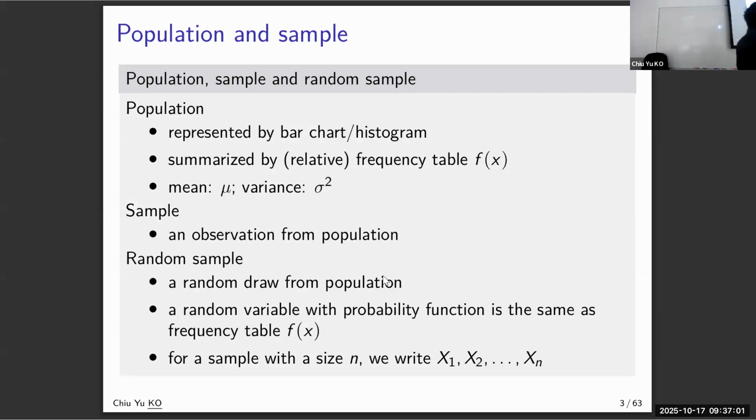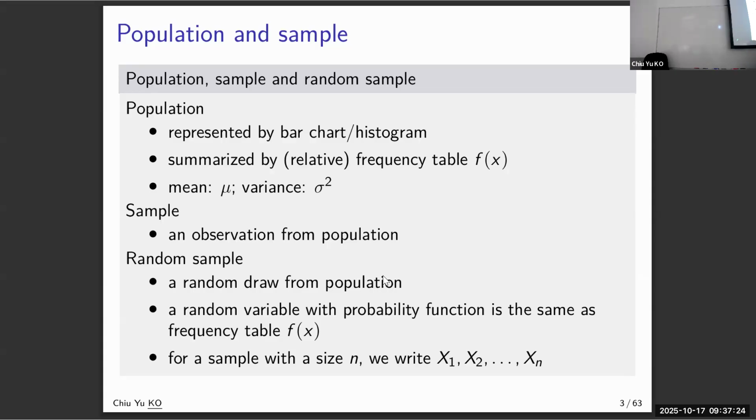And just a terminology, right? The underlying population would have a relative frequency F, okay? And you will have a population mean and population variance. And remember, these are numbers, right? Population mean and variance are numbers. You don't know it, but potentially, if you know it, they're numbers, okay?